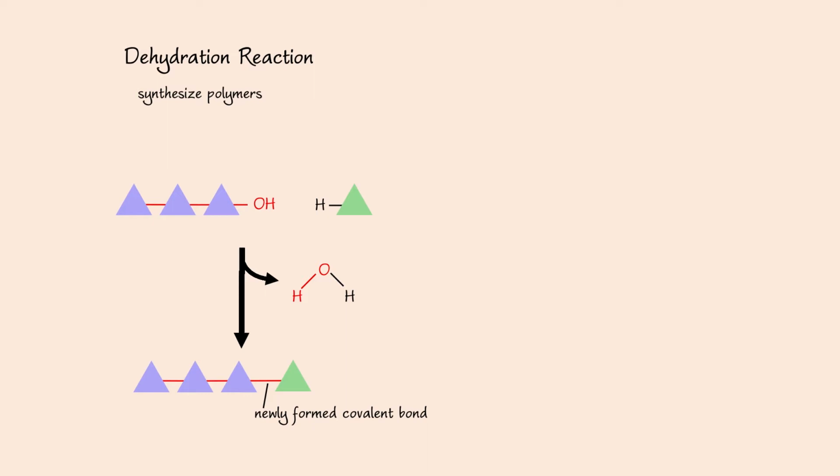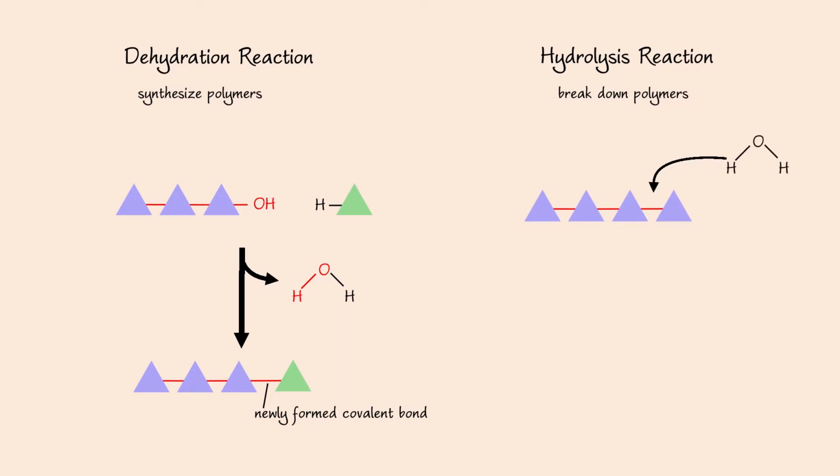A chemical reaction called hydrolysis is used to break down polymers. Suppose we have a polymer which we would like to break down. When water is added to a covalent bond, one of the hydrogen atoms is attached onto the monomer, and the remaining hydroxyl group is attached onto the polymer. This results in the separation of a monomer from a polymer. Keep in mind that the dehydration reaction and hydrolysis are reverse reactions.